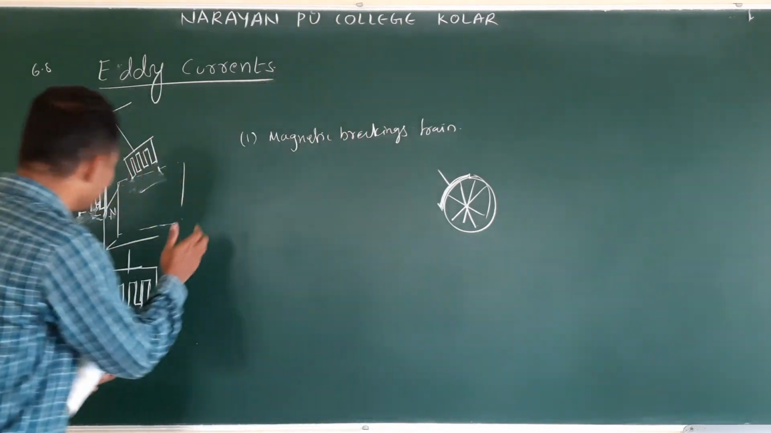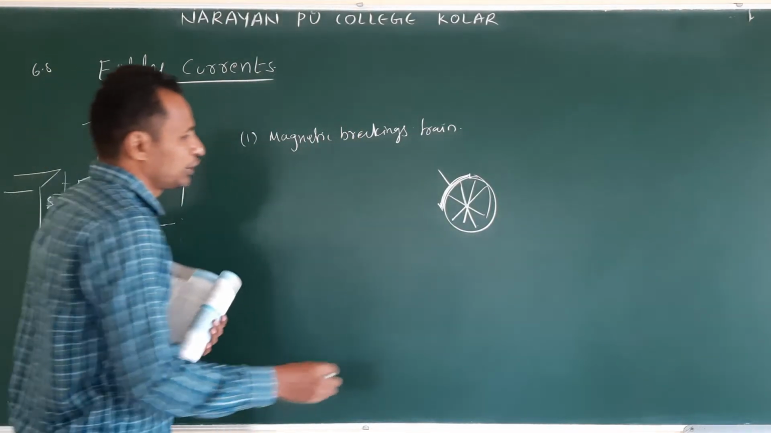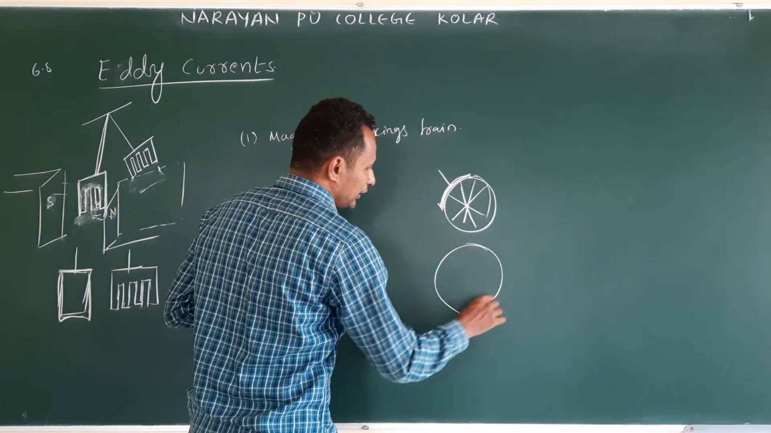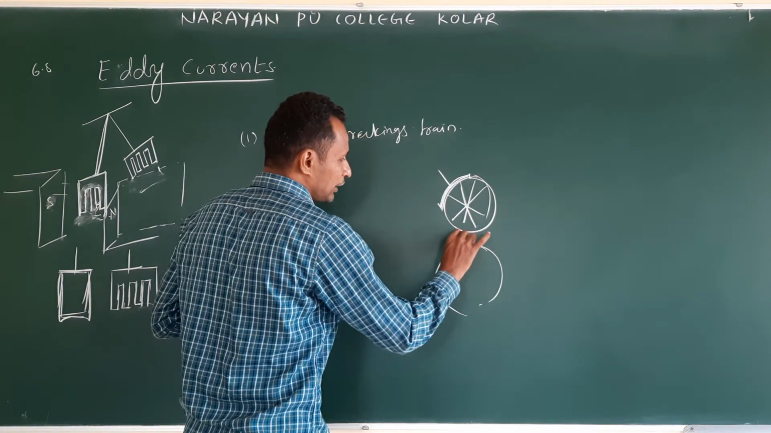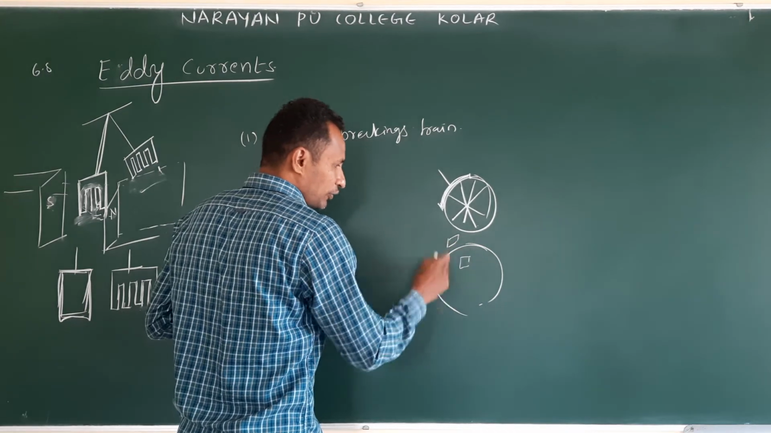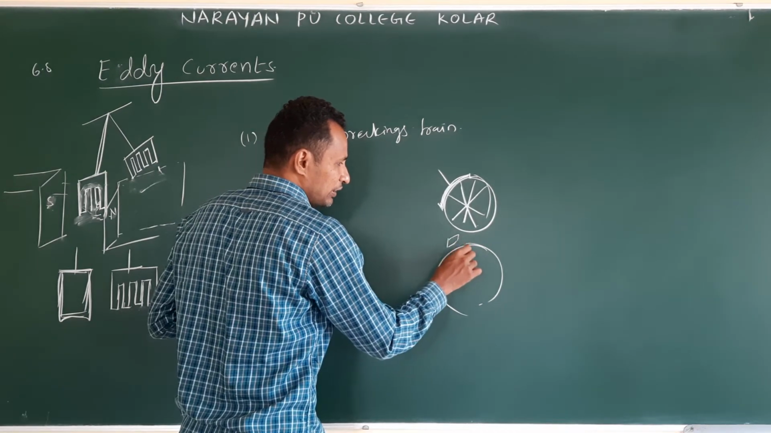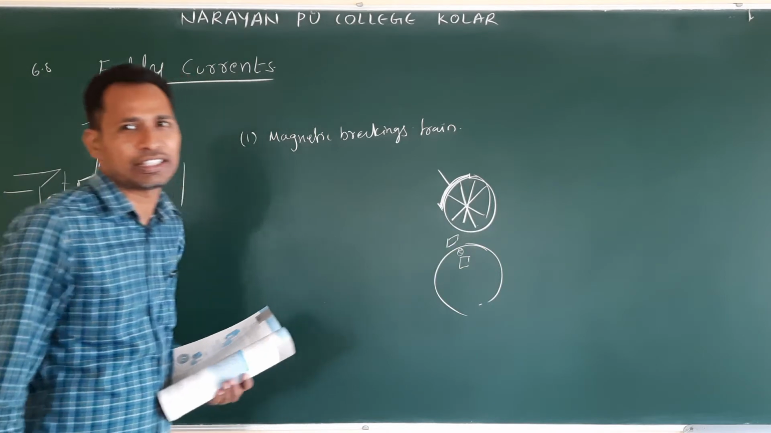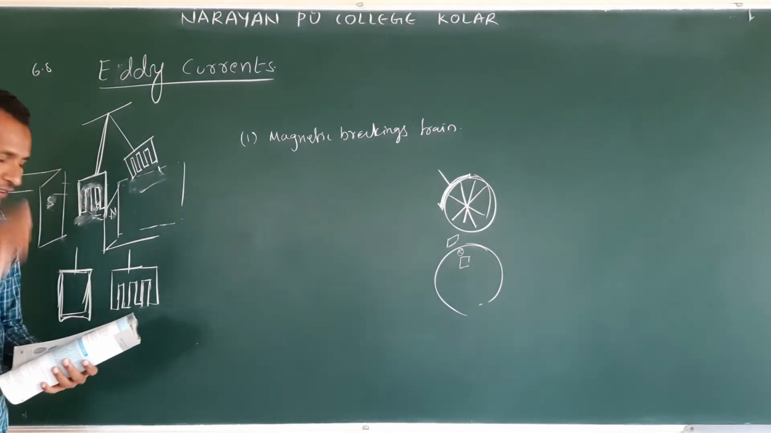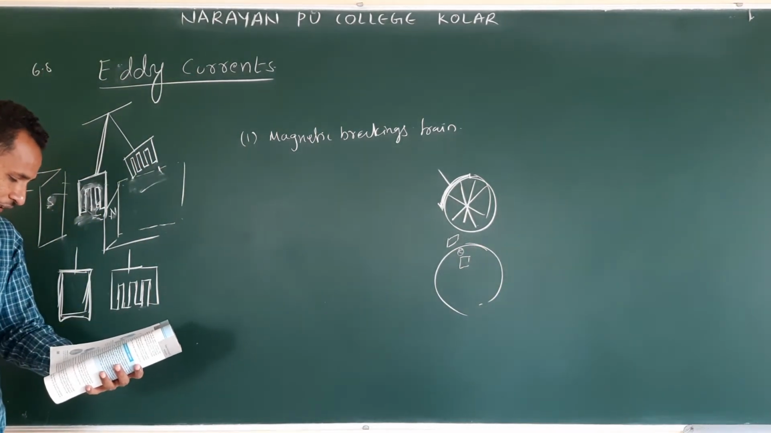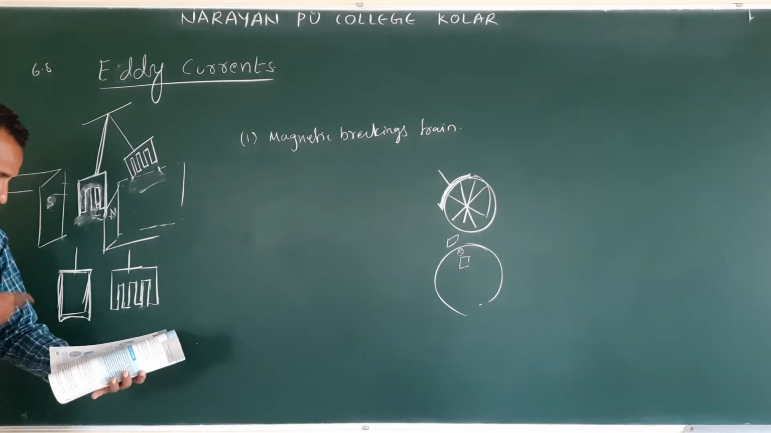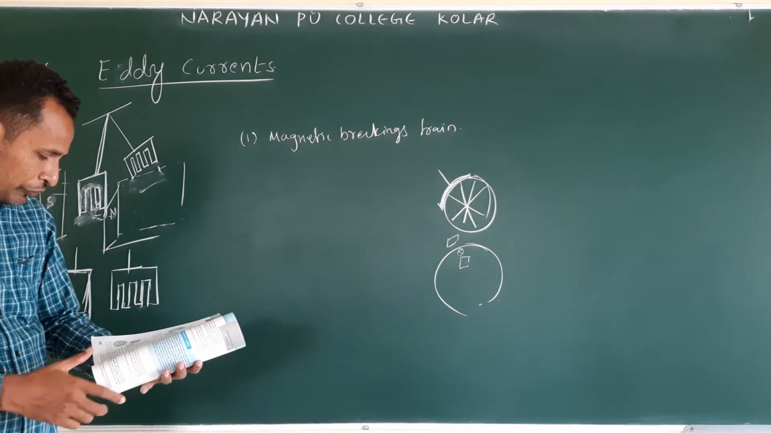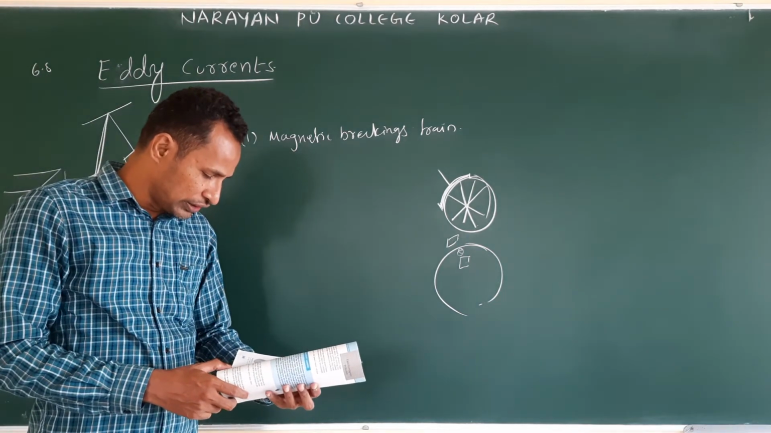But in this, there is no physical touch. Suppose this is the train wheel, and you apply a magnetic field on this side and the opposite side. Eddy currents will develop in it and slow down the velocity. That is the first one. Next, electromagnetic damping. Already I explained. This is called electromagnetic damping. Clear. This is used in galvanometers.